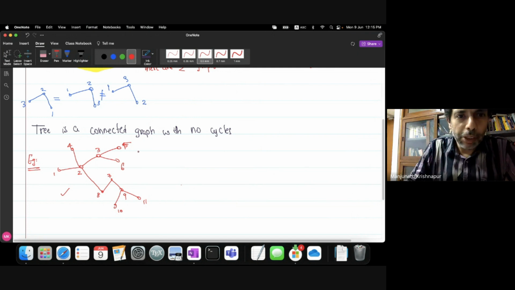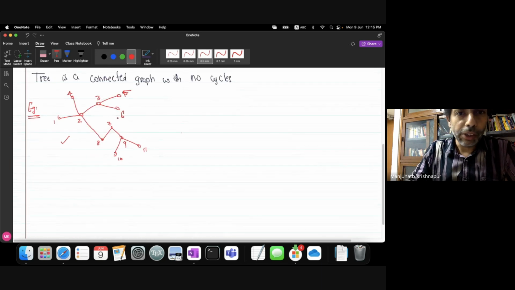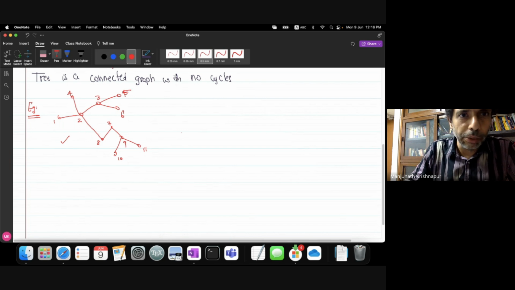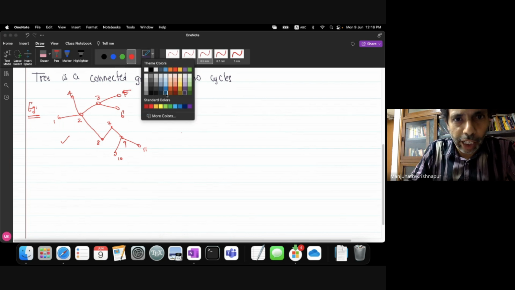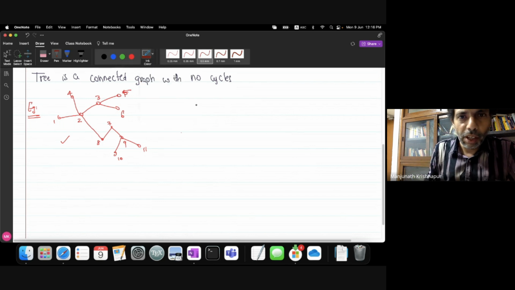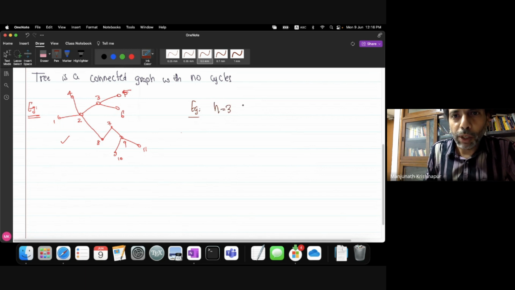Okay, so the problem is to count the number of connected graphs with no cycles on the vertex set 1, 2, 3 up to n. So let's do one more example so that it is clear. Let us take n equal to 3. What are all the trees with vertex set 1, 2, and 3?